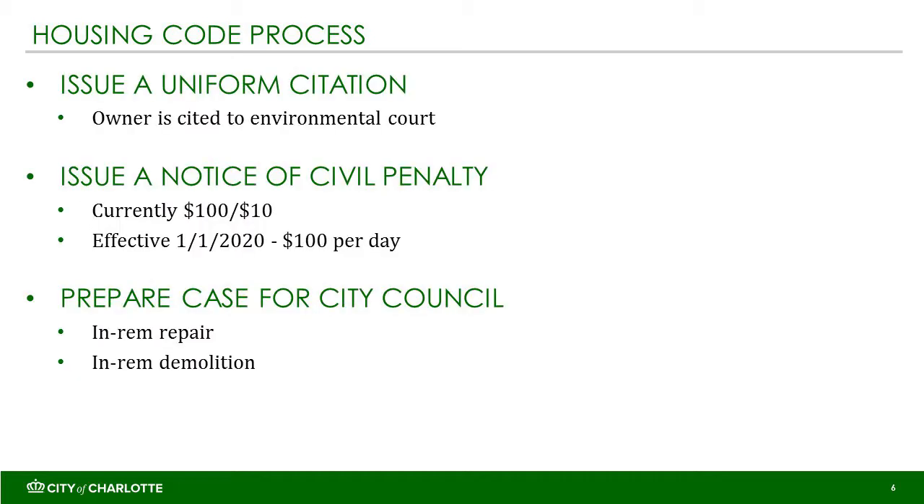Upon expiration of the order, staff must make a decision on how to proceed based on the current status of the case. The options available to staff include issuing a uniform citation for environmental court, issuing a notice of civil penalty, which is currently $100 for the first day and $10 for each additional day, which goes to $100 per day starting January 1st of 2020, until the structure is brought into compliance, or prepare the case for City Council to approve an in-rem demolition or an in-rem repair.